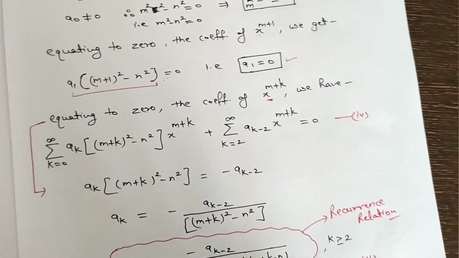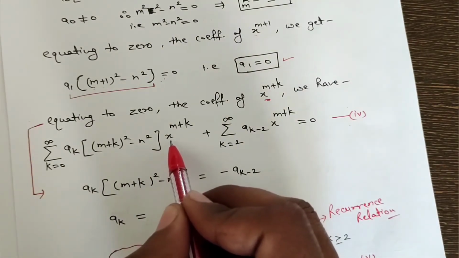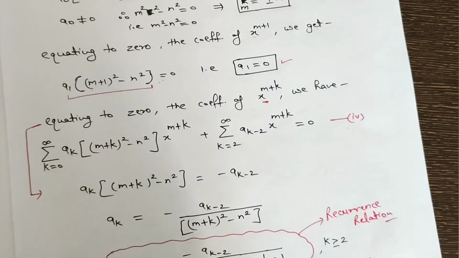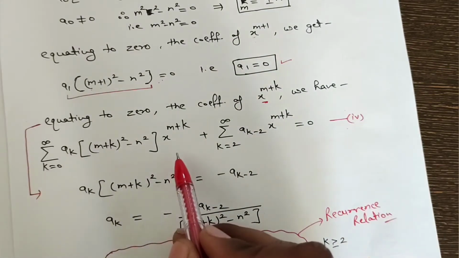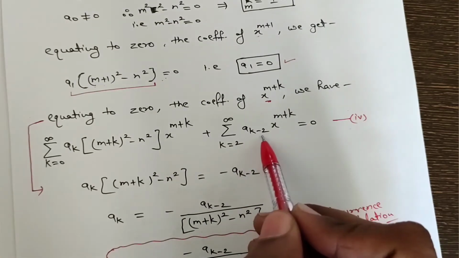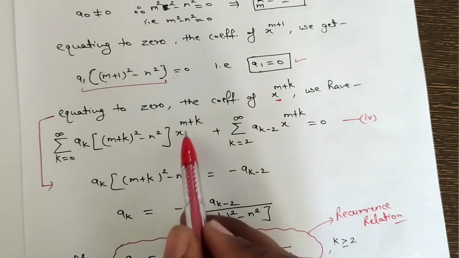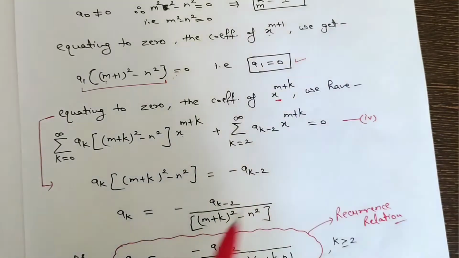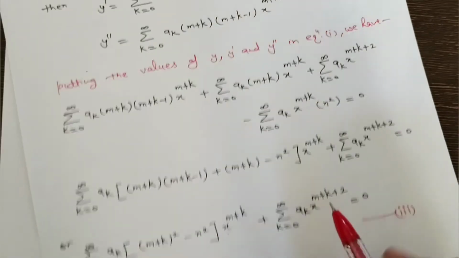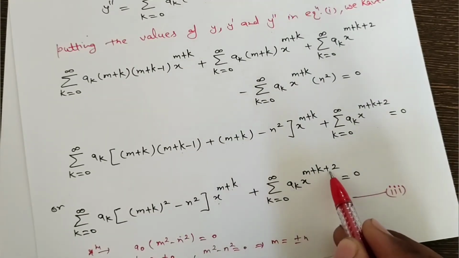first we have to make all terms of x in the power of x raised to power m plus k. And how we can do this? We simply have to shift the summation index for the second term, because the three terms are already in terms of x raised to power m plus k. The only remaining term is the last term, that is this one, ak into x raised to power m plus k plus 2.